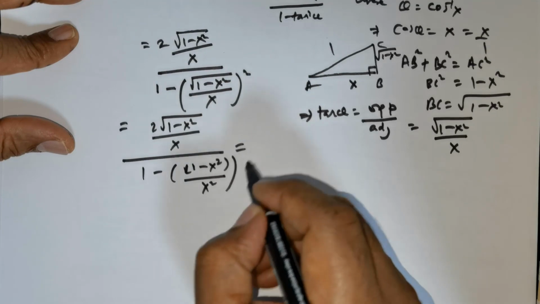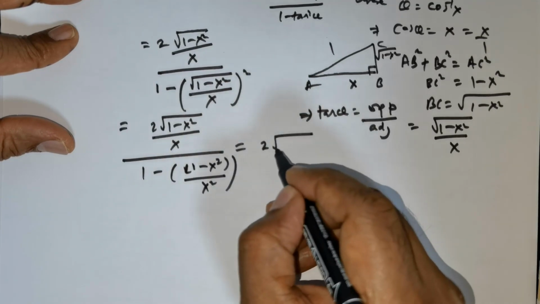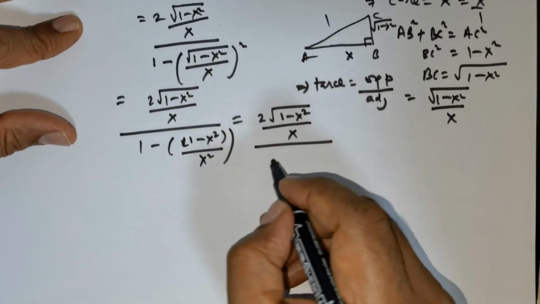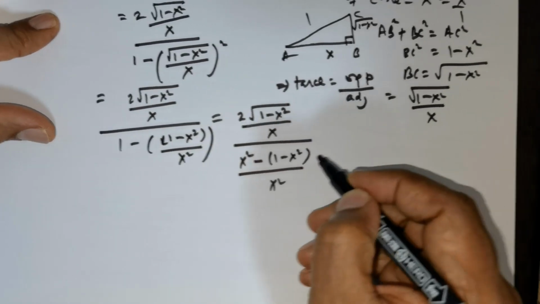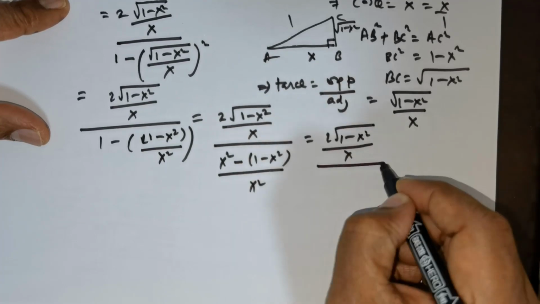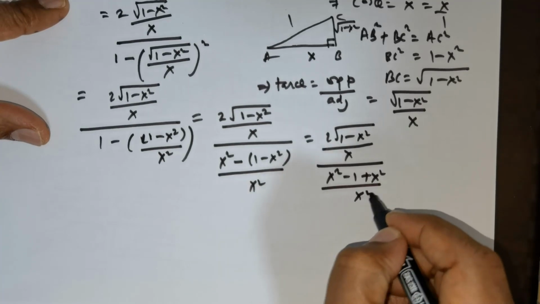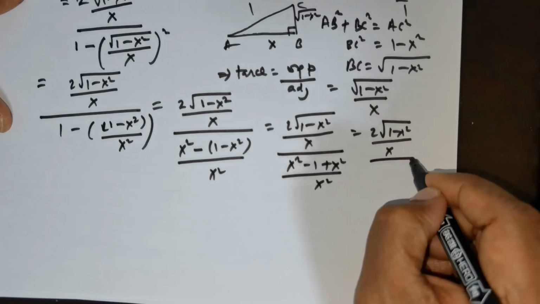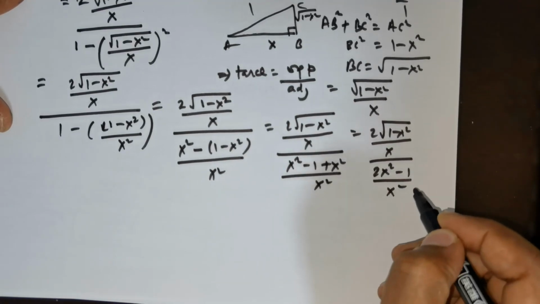You take the LCM. So let me write the numerator. 2 times root of 1 negative x squared divided by x, divided by x squared negative 1 negative x squared divided by x squared. This is 2 times root of 1 negative x squared divided by x, divided by x squared negative 1 positive x squared divided by x squared. This is 2 times root of 1 negative x squared divided by x, divided by x squared, which is 2 times x squared negative 1 divided by x squared.